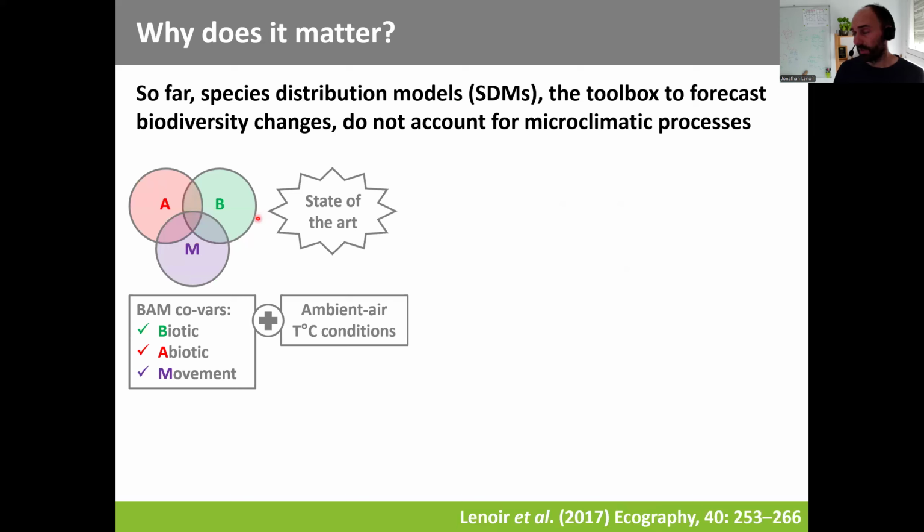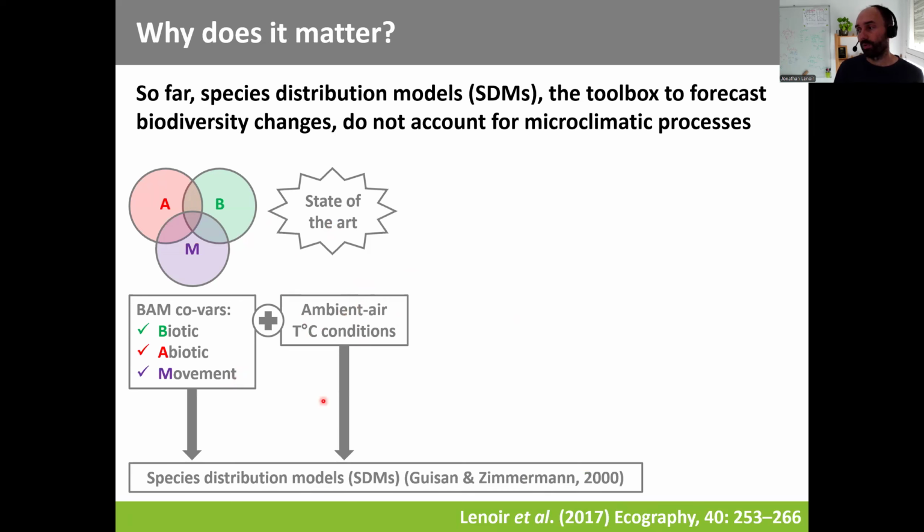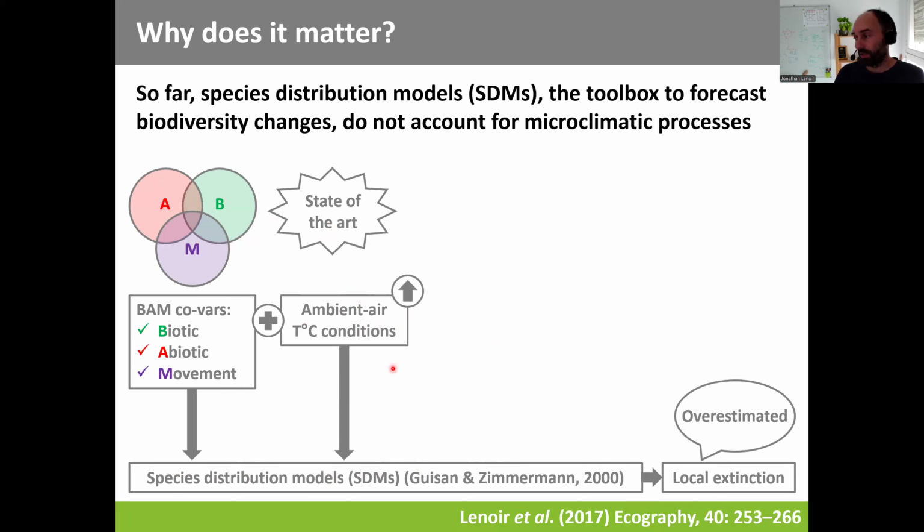So this will be the state of the art, and usually relying on ambient air temperature conditions. So for instance, if you fit species occurrences presence absence data to ambient air temperature, you will get an SDM, and then you can increase temperature to simulate temperature change given a scenario of climate change. And you can check whether the species will shift its range towards different locations where you have, for instance, local extinction at the rear edge and range expansion at the leading edge. But most of the time, these SDMs will tend to overestimate these changes, with local extinctions that are usually overestimated.